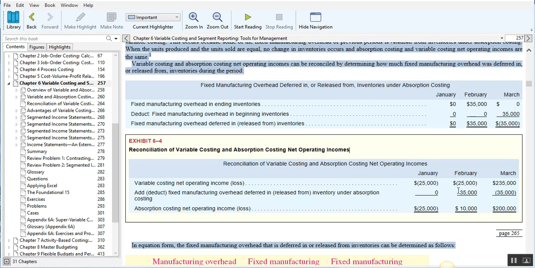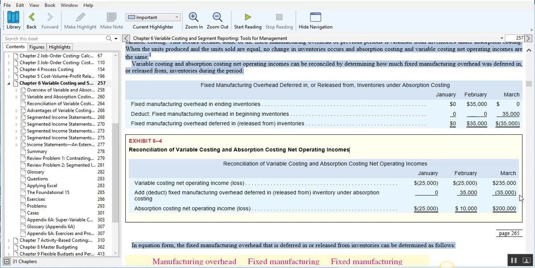So that $35,000 that we reduced this by here in February is deducted in March. In February we added it back in because we didn't sell it. In March we're deducting it out because we did sell it. So basically this is a timing difference between variable costing and absorption costing based on when the units are sold.